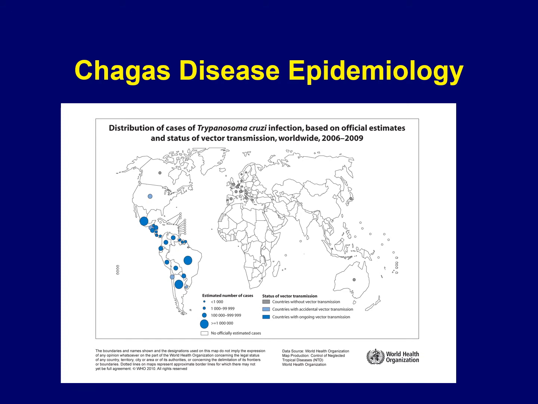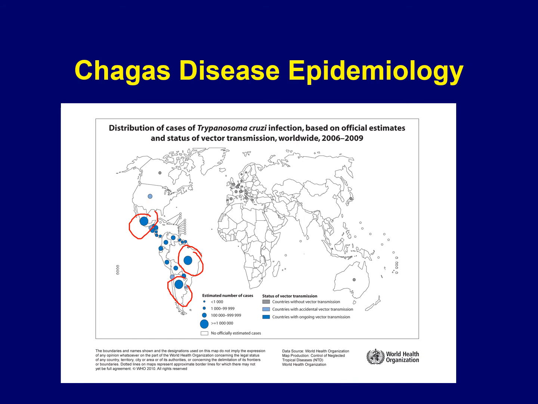This is a map that shows the distribution of cases of Trypanosoma cruzi infection or Chagas disease based on official estimates and status of vector transmission worldwide. And we can see there is a very, very large burden throughout Latin America. We see especially in Mexico, Brazil, Argentina, but also throughout all the other countries in Latin America. So Venezuela, Colombia, Ecuador, Peru, Bolivia.